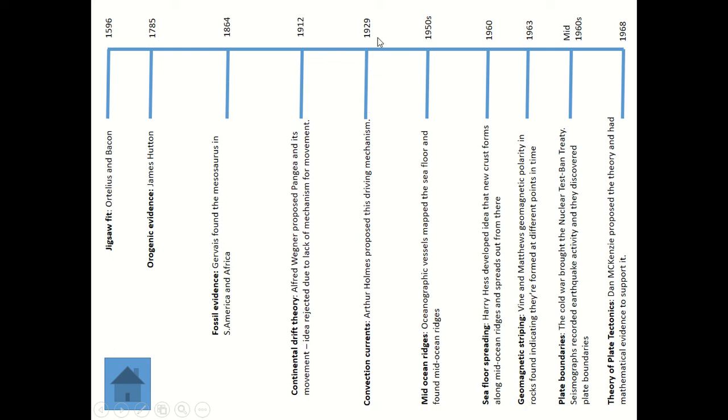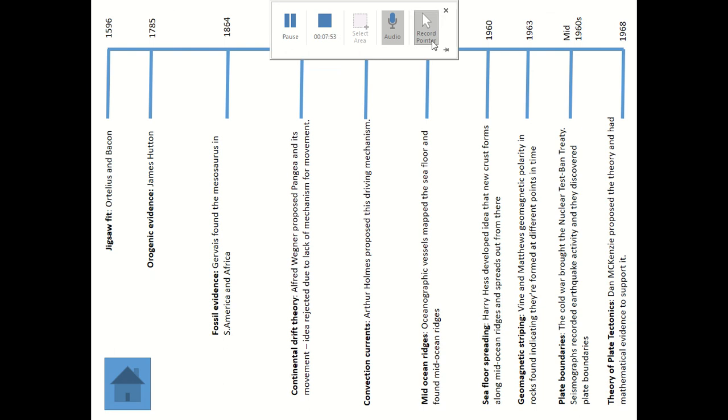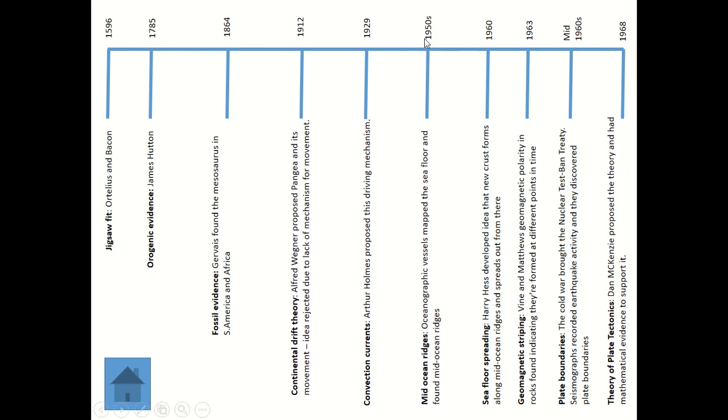He proposed convection currents, which was the first reason as to why the plates might have moved over time. This was backed up in the 1950s, where we began to do sub-ocean exploration. Oceanographic vessels started mapping the ocean floor, especially between here and the United States. So they found mid-ocean ridges for the first time. So that was key, as we could now ask, are the plates perhaps tearing apart at this point? That was the beginning part of that.